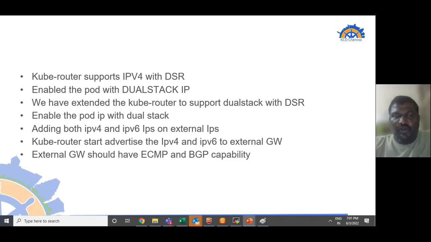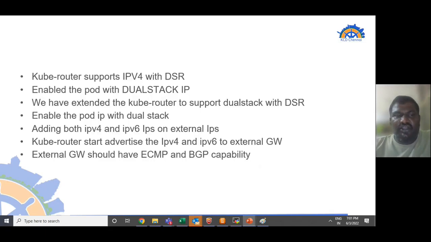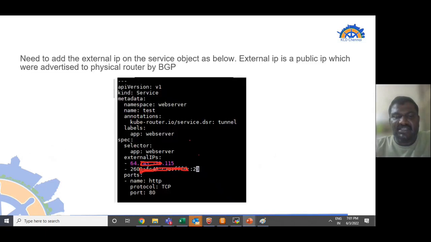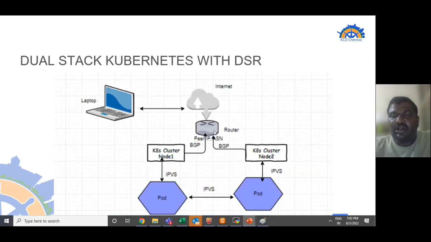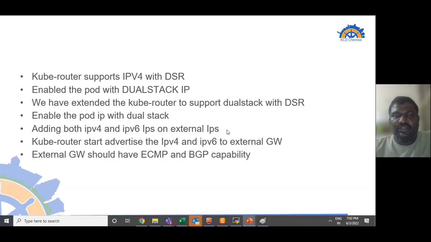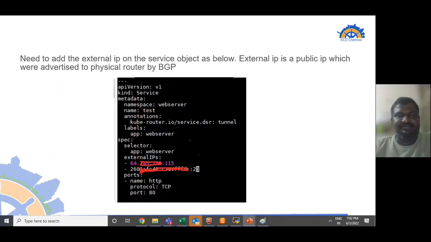Now, the moment you have mentioned this external IP, the Kube router will start advertising the IPv4 and IPv6 external IP to the gateway, to the router basically. So this router should have the ECMP and BGP capability.